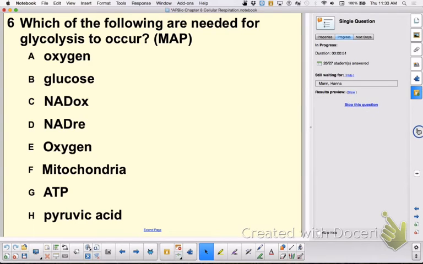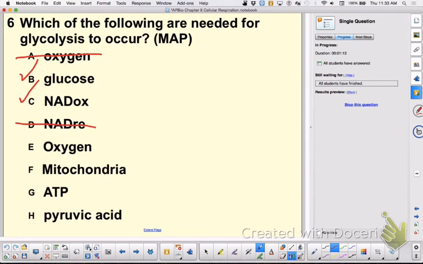All right, let me start talking to you about it. For glycolysis, do you need oxygen? No. Do you need glucose? Yes. Do you need NAD oxidized? Yes. What are you going to start out with? If you're going to reduce some NAD and make some ATP, it's got to be what first? Oxidized. Do you need NAD reduced? No, it's a product. Do you need oxygen? No. Do you need mitochondria? No. Do you need ATP? Yes. 2 to get the party started. Do you need pyruvic acid? No. It's a what? Product.